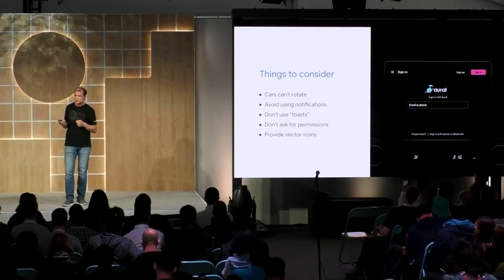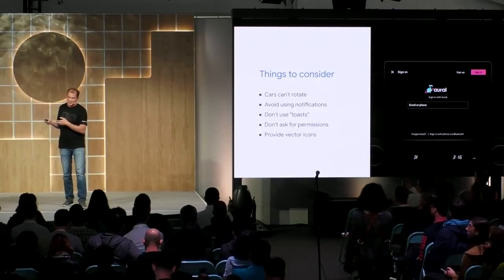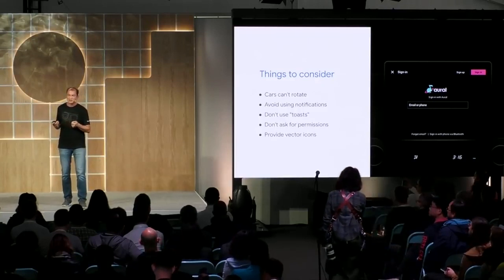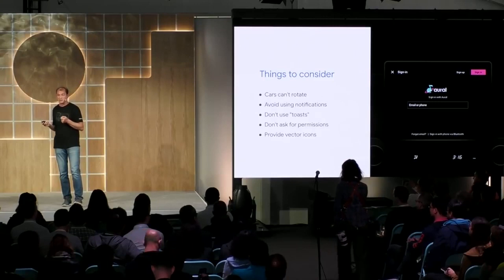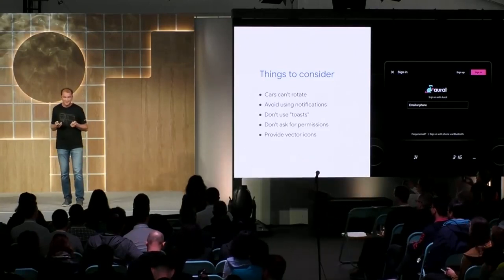Permissions also, it's not really a great idea to ask for permissions while a user is driving. If you absolutely have to ask for permission, do it in your settings and sign-in activity. And car screens could be very large. So if you provide graphics to the infotainment system, provide all vector images where possible, because some screens are very large and your bitmaps might not look very great.